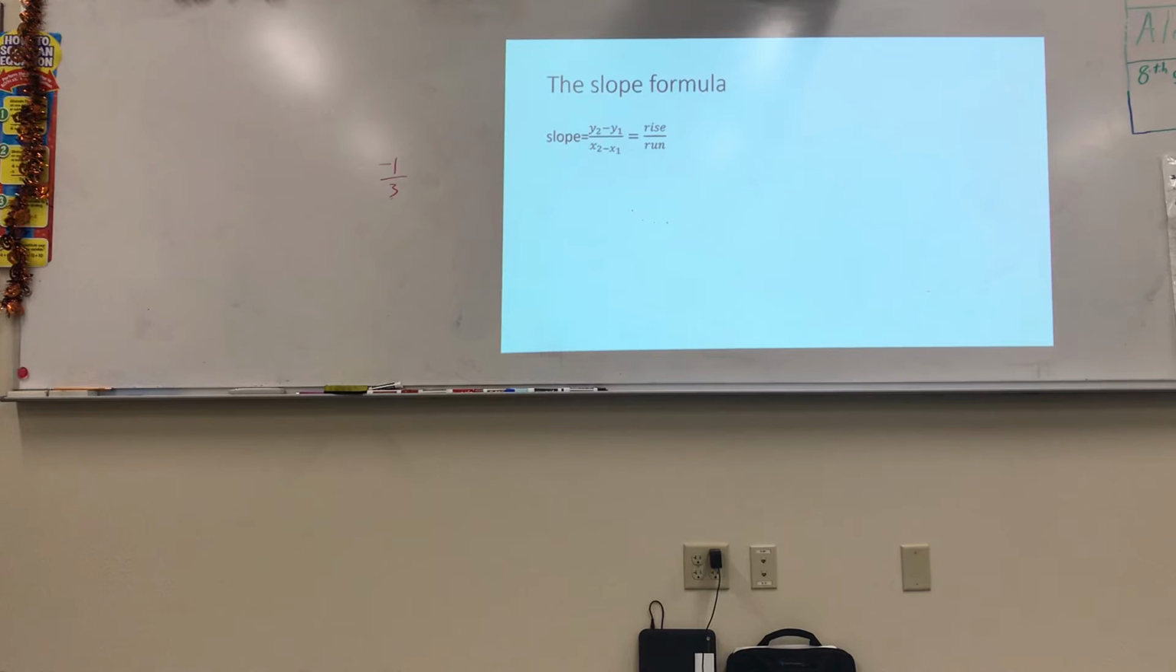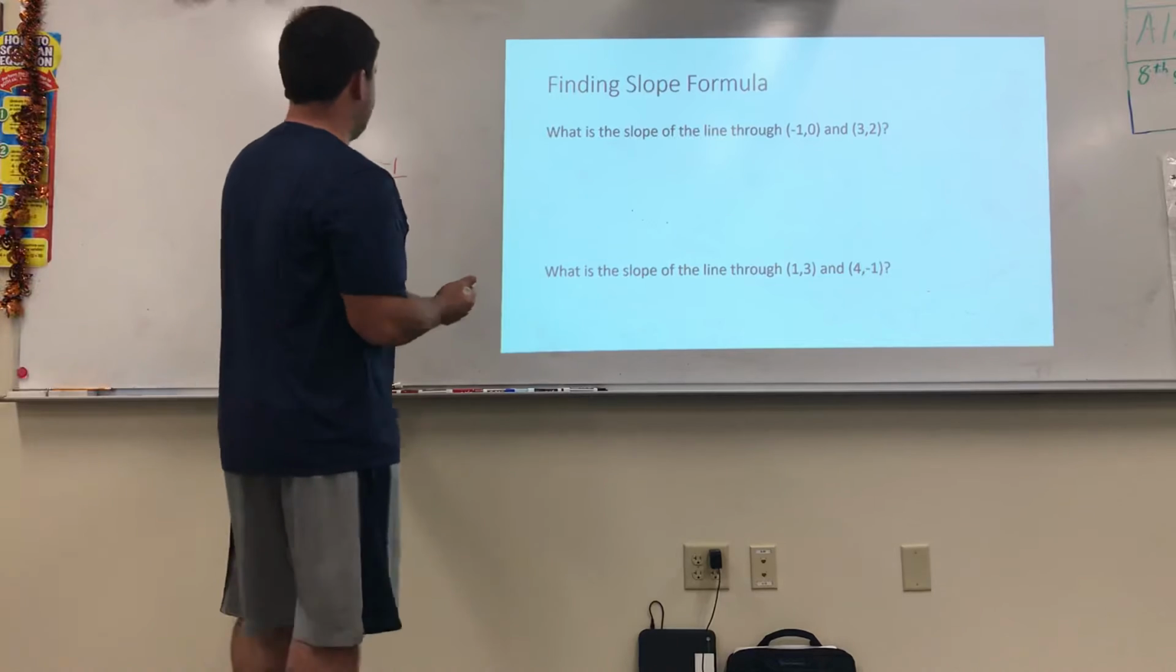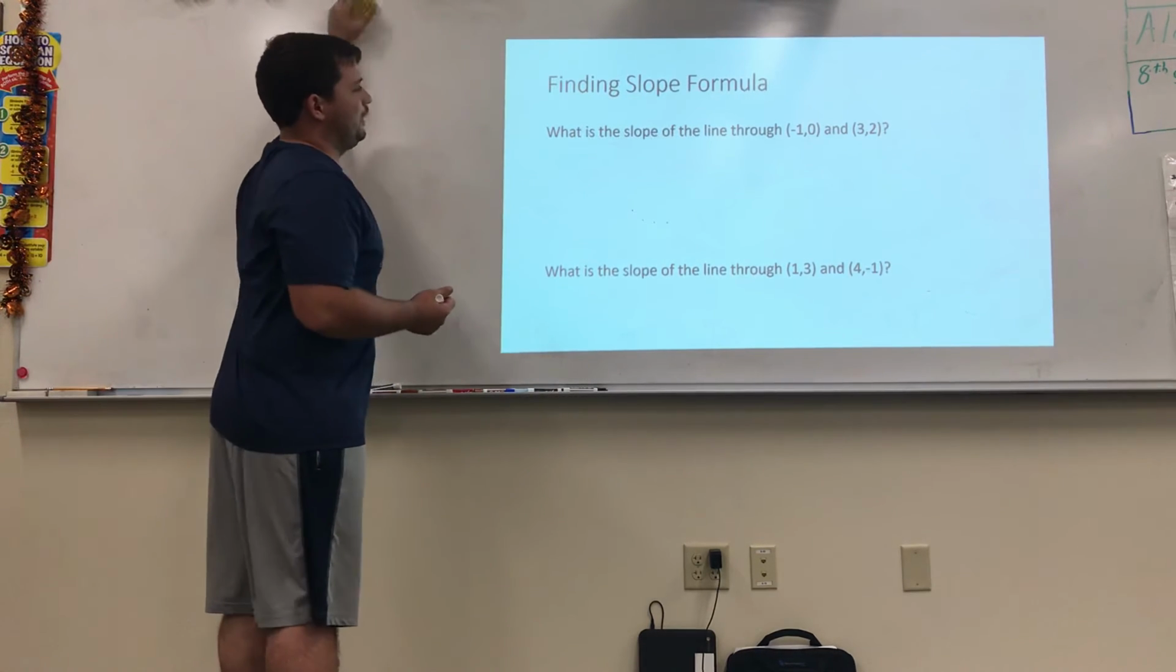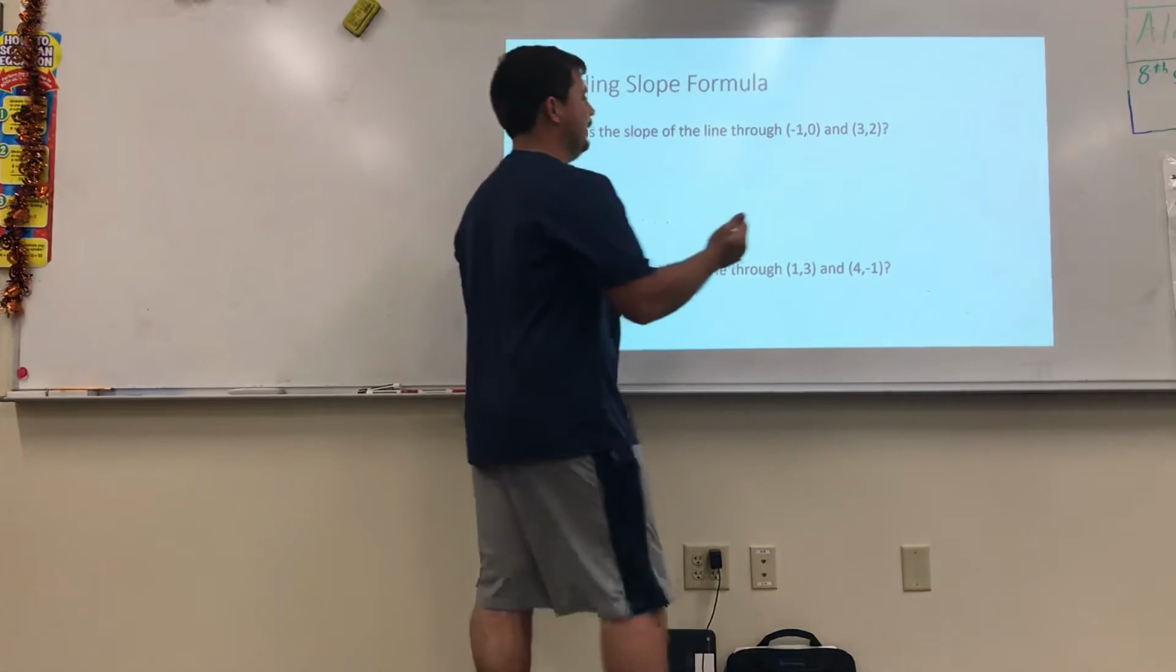Okay, there's a formula to find slope. We are going to learn it. Slope equals y2 minus y1 over x2 minus x1. Once again, equals rise over run. Okay, now, the order of the x and y values does not matter as long as you keep it in the same order.